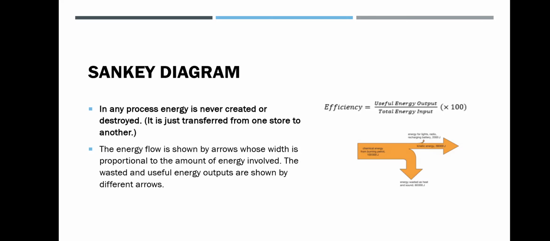So for a Sankey diagram, on the left hand side you need to mention the total energy, then you point an arrow on the right hand side to show the useful energy, then another arrow on the right hand side towards the down side to show the wasted energy. And remember to choose the width of the arrows according to the amount of energy.